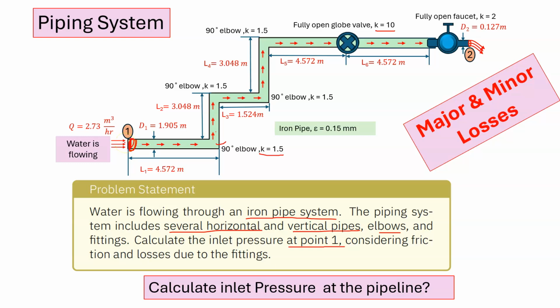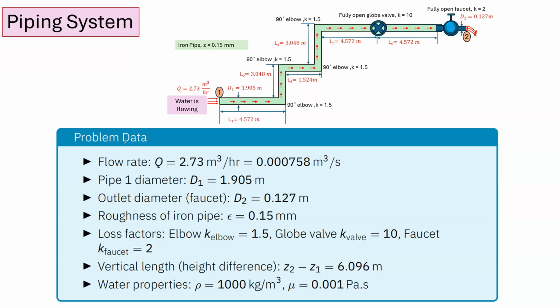So now, what data is given? One is flow rate. Volumetric flow rate is 2.73 meter cube per hour. Now if we want to convert to meter cube per second, we have to divide by 3600. If we convert 2.73 meter cube per hour to meter cube per second, the value will be 0.00758 meter cube per second.